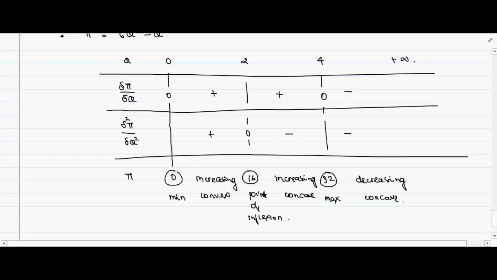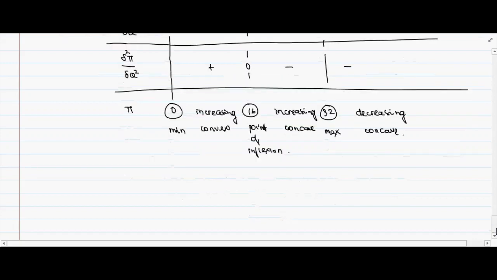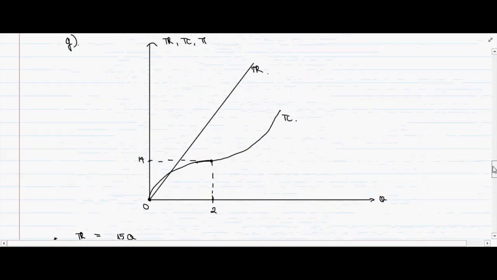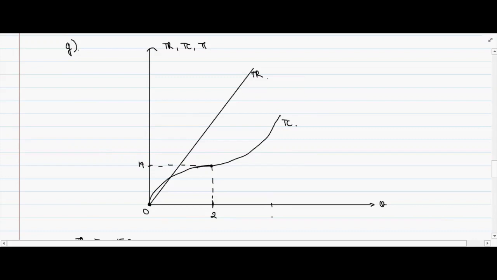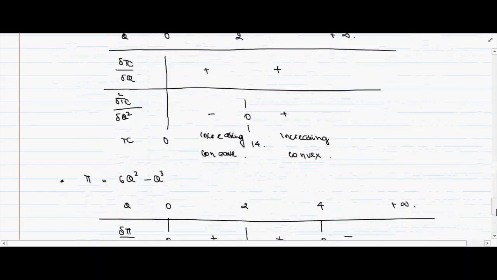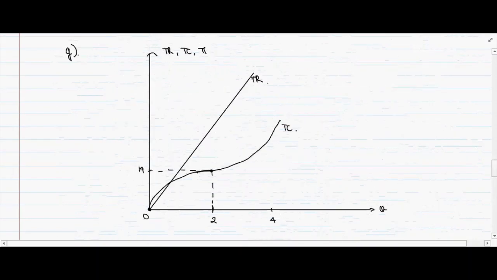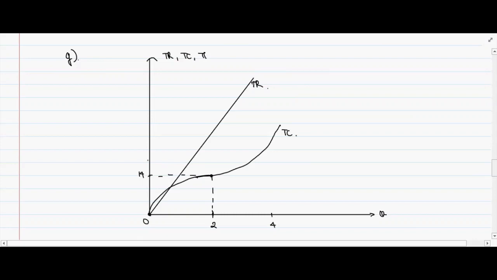Okay, so we know how the graph is going to look. We know all of these important points, so we just have to plot that on a diagram. I got Q equal to 0, 2, and 4, which is here. When Q equals 2, the profit is going to be equal to 16. So that is just going to be somewhere here, I would say. And 32, we'll put it somewhere here.